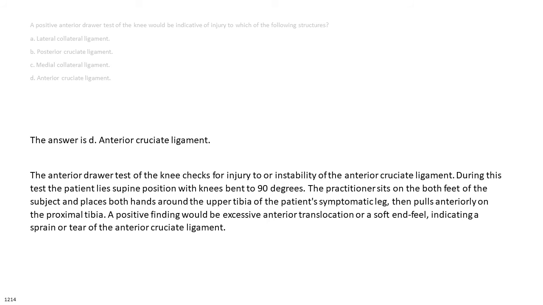The answer is D. Anterior cruciate ligament. The anterior drawer test of the knee checks for injury to or instability of the anterior cruciate ligament. During this test, the patient lies in a supine position with knees bent to 90 degrees. The practitioner sits on both feet of the subject and places both hands around the upper tibia of the patient's symptomatic leg, then pulls anteriorly on the proximal tibia. A positive finding would be excessive anterior translocation or a softened feel, indicating a sprain or tear of the anterior cruciate ligament.